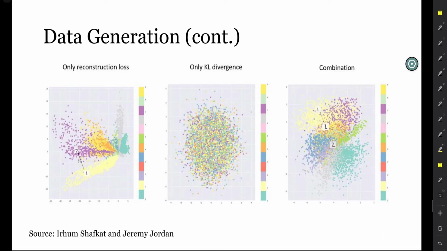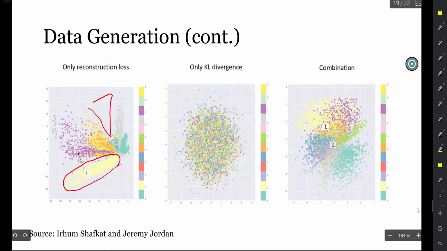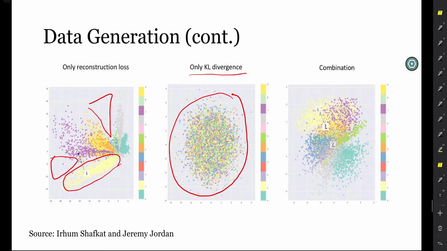You can see here that if we use only the reconstruction loss, as in a regular autoencoder, we will have clusters of data, but there will be these big gaps between them, which is spaces that we can't take samples from. If we use only the KL divergence, we'll have our data normally distributed. However, there will be no clusters, so we won't know how to reconstruct our data.